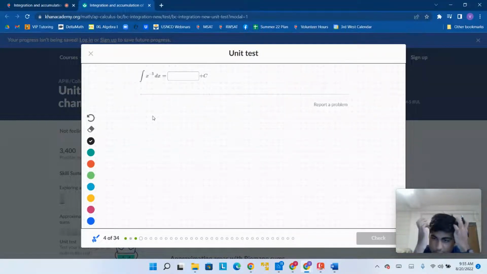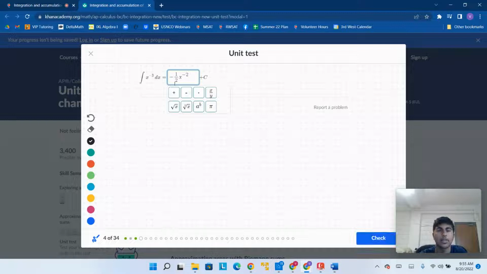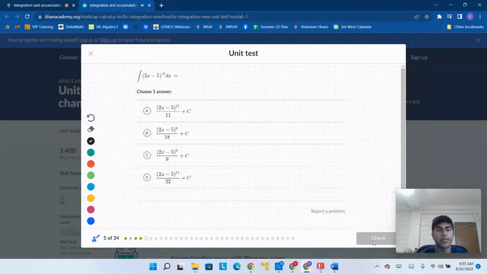So if we took the derivative of x to the negative 2, we'd end up with negative 2x to the negative 3. So if we just put a negative 1/2 in front of that, then we get x to the negative 3. And then, of course, you have to add the c, always, because if you take the derivative of the c, it cancels out, so it really could be anything. So you have negative 1/2 x to the negative 2. Right, you do the power rule, you bring the negative 2 down, this cancels out, and you have x to the negative 3. And we can keep going.